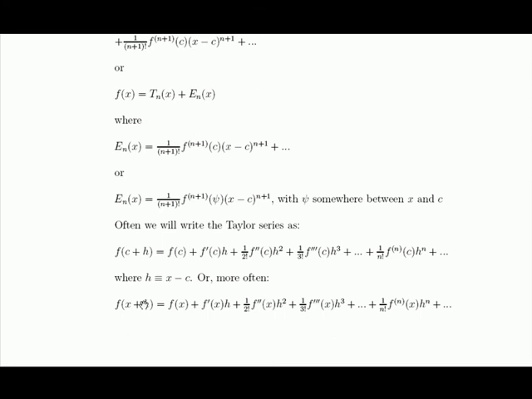And in fact, usually we'll use x instead of c, so you'll see the Taylor series often in this form: f of x plus h is equal to f of x plus f prime of x times h plus 1 over 2 f double prime at x h squared and so forth.